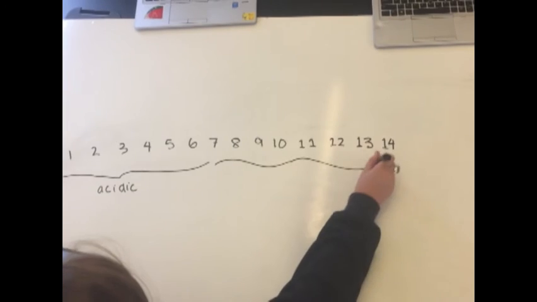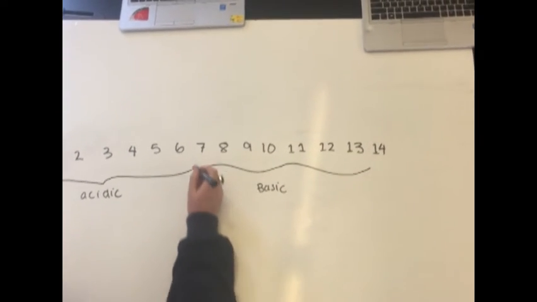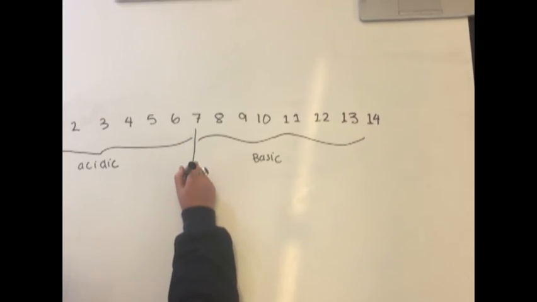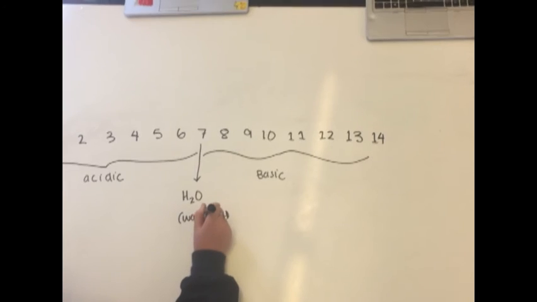The scale goes from 0 to 14. The pH is more acidic if it is lower than 7, and the pH is more basic if it is closer to a pH of 14. 7 is neutral, as well as the pH of water.